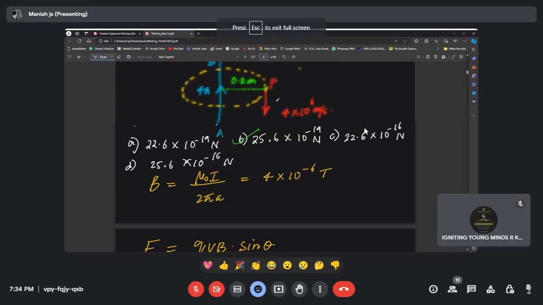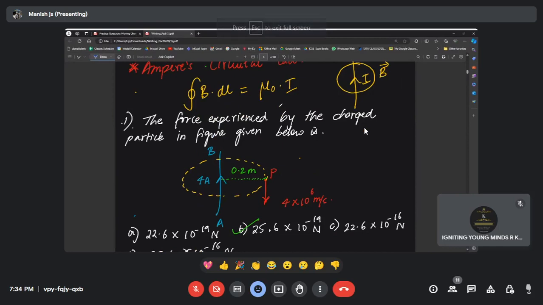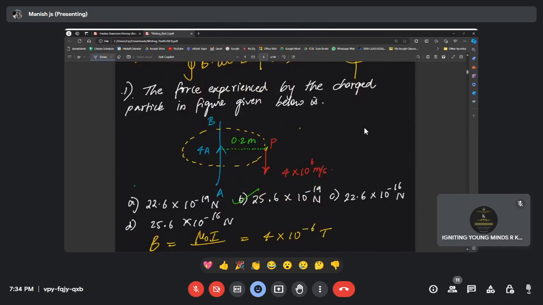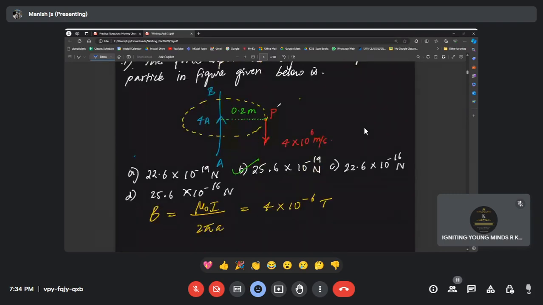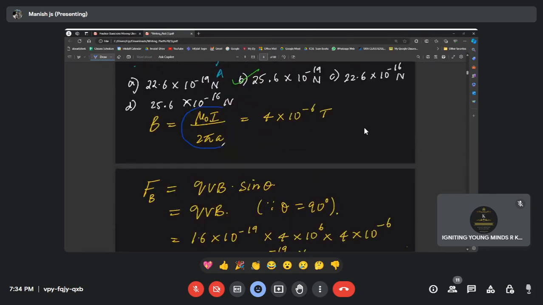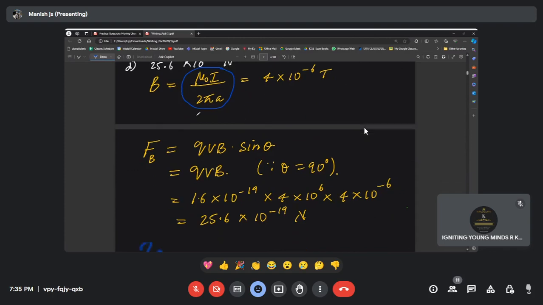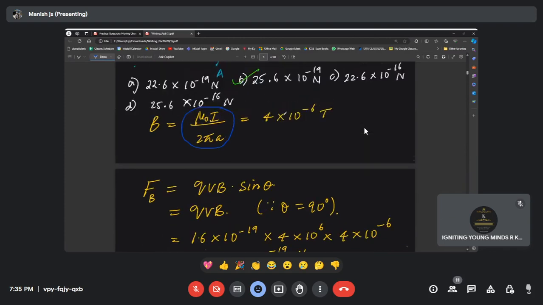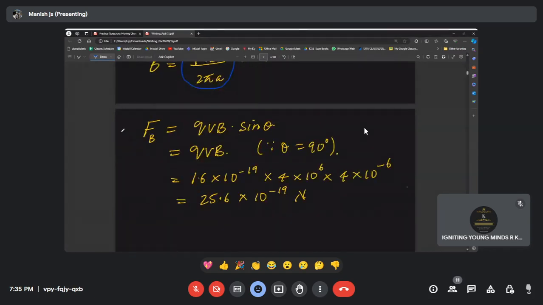You can see here, these are the questions that we have solved. In the last lecture, we tried to find the force experienced by a charged particle. Here you have a single wire carrying a current of 4 amperes. You wish to find the force experienced at a radial distance of 0.2 meters from it. Again, this formula is very important: B is equal to mu naught I upon 2 pi a. We make use of this to find the magnetic field, which comes out as 4 microtesla. Then you apply the formula for force.